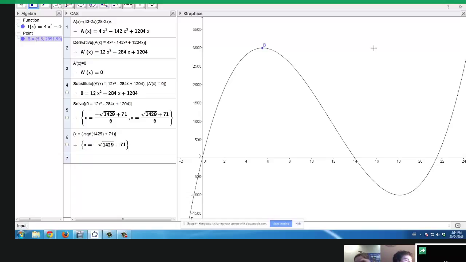Are you able to see that you should get about 5.5? No, I still got negative 18.3. I don't think so. 1429 root. Negative. Plus 71. 5.5. Yeah. So 5.5 is the calculus. Sorry, we were taking a shortcut.